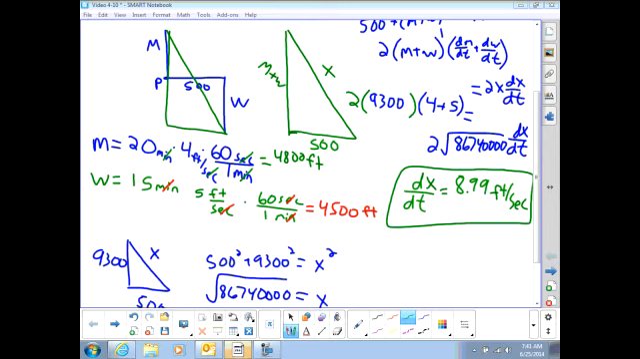If you kept it in an exact form, this would be 167,400 over the 2 square root of 8,674,000. And that could simplify some. You could take a 2 out, but that's what it could be if you wanted it in exact form.